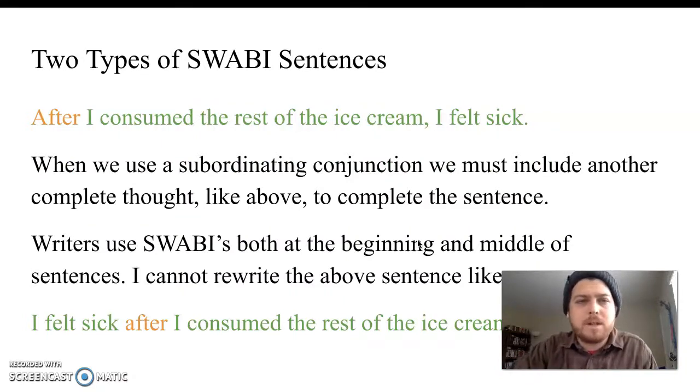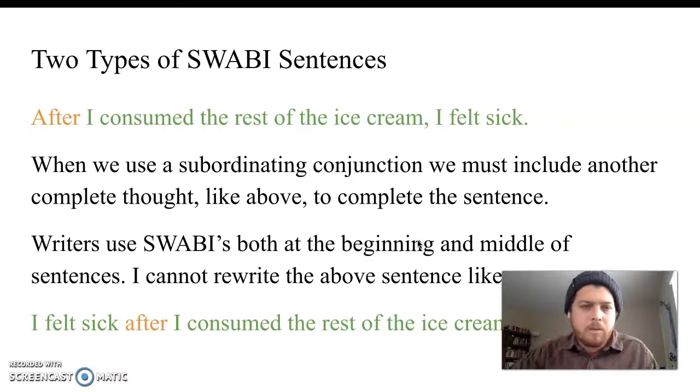Two types of SWABI sentences. So we're getting to the tail end of our mini lesson here. It's really important that you get on No Red Ink and practice learning these concepts as well. And you can always refer back to this video and the slides that I post to clarify your understanding. It says, after I consumed the rest of the ice cream, what was missing was another complete thought. I felt sick. Okay, as soon as we use that after, we now have a subordinate phrase, after I consume the rest of the ice cream, that cannot stand on its own, and it's dependent on another idea. I felt sick to be a complete thought.